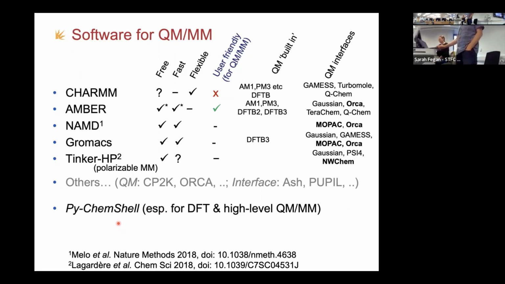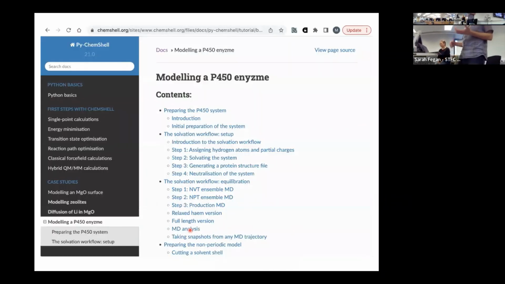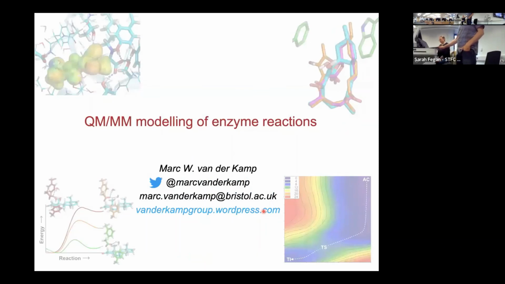I'm just mentioning that, so PyChemShell, I say here, can be especially useful if you want to, for example, use DFT calculations. There are other approaches as well, but just mentioning that because as we are doing tutorials, PyChemShell also has some material on how you would do this for a P450, so a heme-containing enzyme. And I think this is going to be extended with actual details on the reaction modeling for this same system as well. Okay, so I think that's my wrap-up talk.